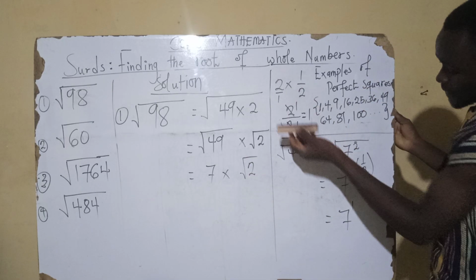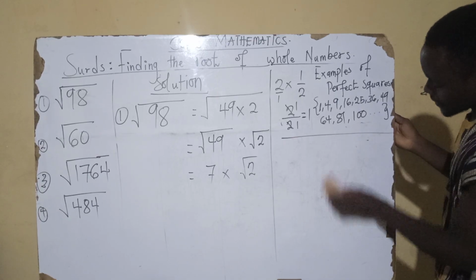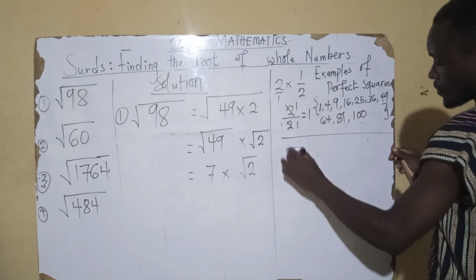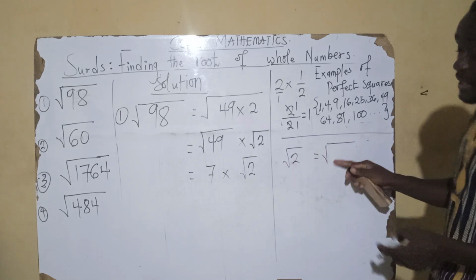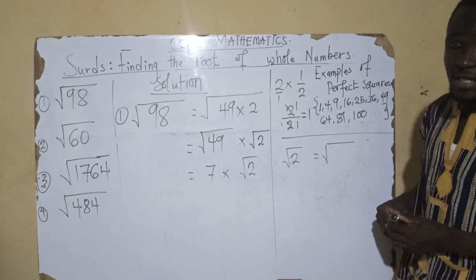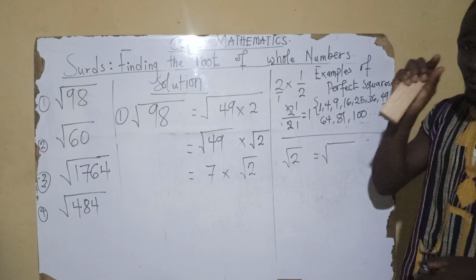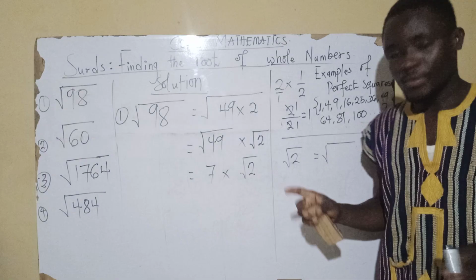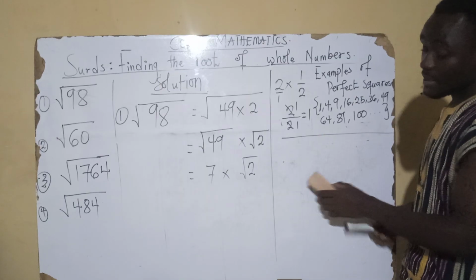So root 2 is the same as that we have over there, because when we have root 2, do we have any number power 2 that will give us 2? No, there's nothing like that. We don't have any number power 2 that will give us 2. Do we have any number exponent positive 2 that will give us 2? No, it is not possible, right? So we maintain it as it is.